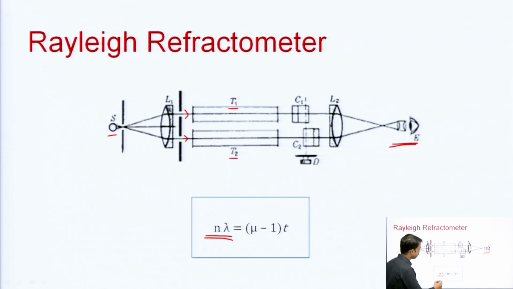So, what is the formula for Rayleigh's refractometer? N lambda is equal to (mu minus 1) into T. Do not confuse this formula with the formula of Michelson interferometer. For Michelson interferometer, there is a 2 over here. Okay.